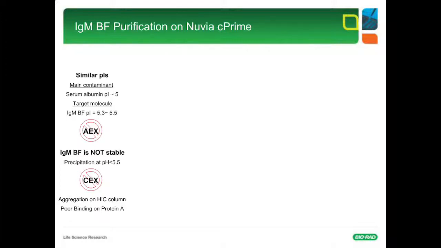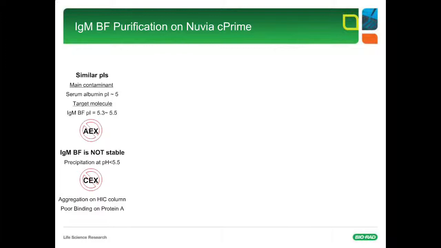And we've tried to use anion exchange chromatography resin. We found that both the target molecule and the impurity serum albumin are bound, and they are not well separated. And this molecule, again, is not stable under low pH and low salt concentration. It precipitates if we try to dilute the feed to load it onto a cation exchange column. It forms aggregates on the HIC column and has a poor binding on the protein A column.